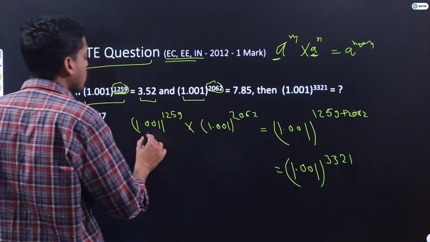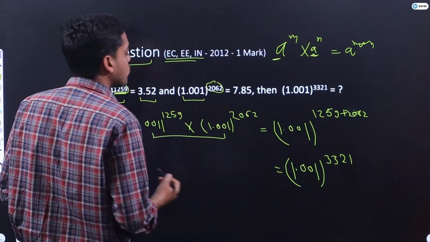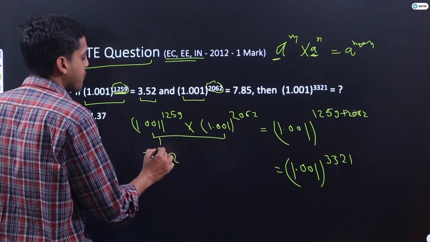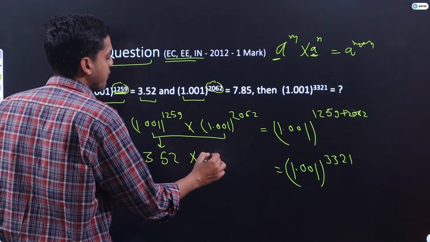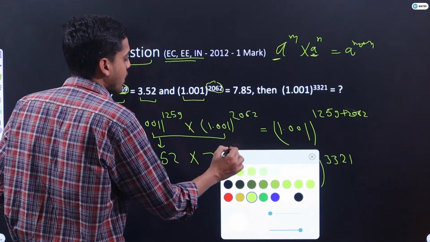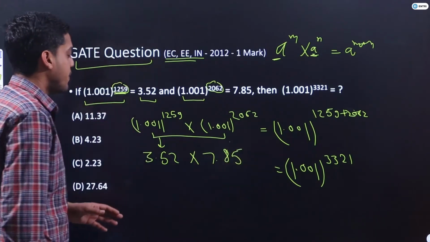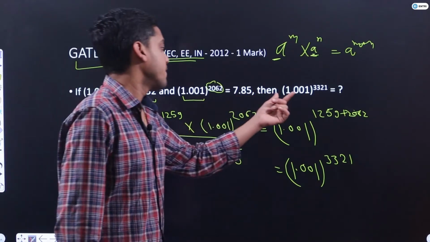It means the product of these two numbers will be equal to this number. So I can write 3.52, the value of this given in the question, into 7.85. You will say the product of these two values will be equal to this value.